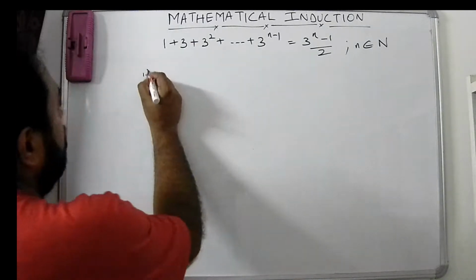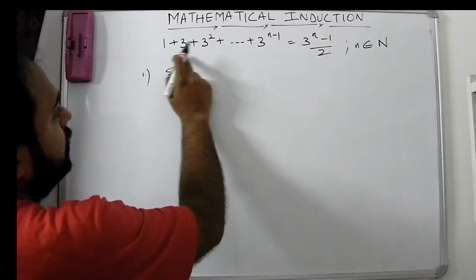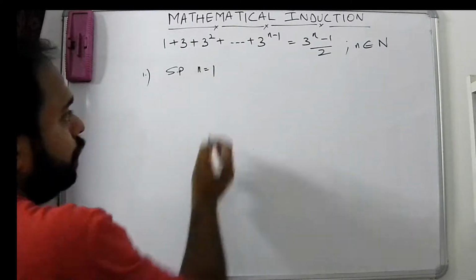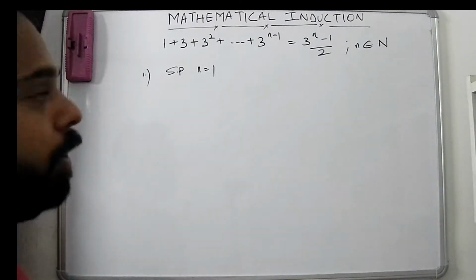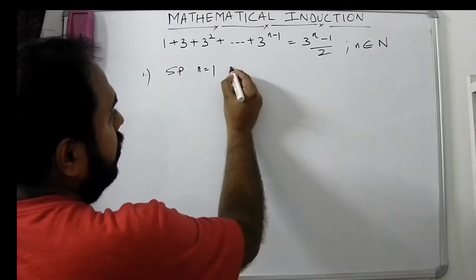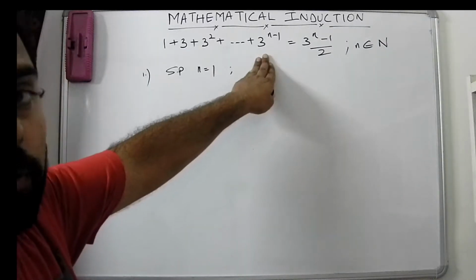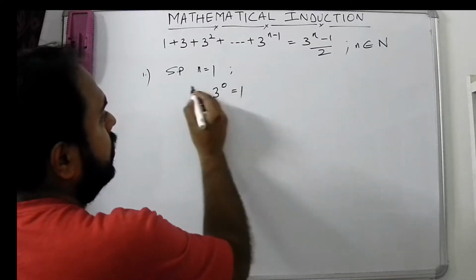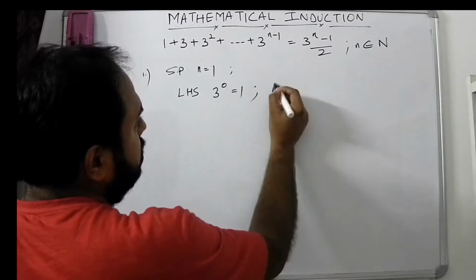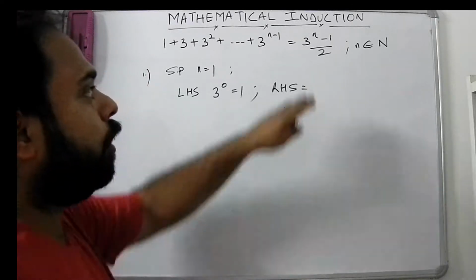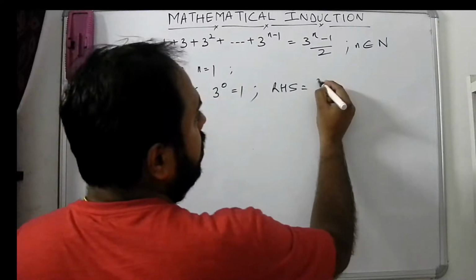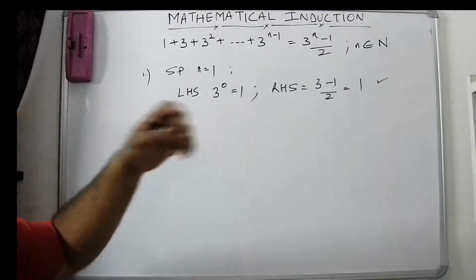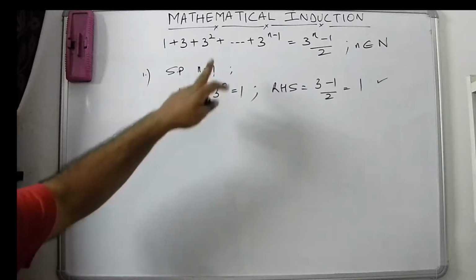So the first step, the starting point, is here. We can see that 1 is nothing but 3 to the power 0. So the starting point is n is equal to 1. Let's prove this is true for n is equal to 1. When we put n is equal to 1, the LHS is 3 to the power 1 minus 1, that is 3 to the power 0, which is equal to 1. The RHS becomes (3 to the power 1 minus 1) by 2, that is (3 minus 1) by 2, which is nothing but equal to 1. So we see that for the starting point, n is equal to 1, this equality is true.